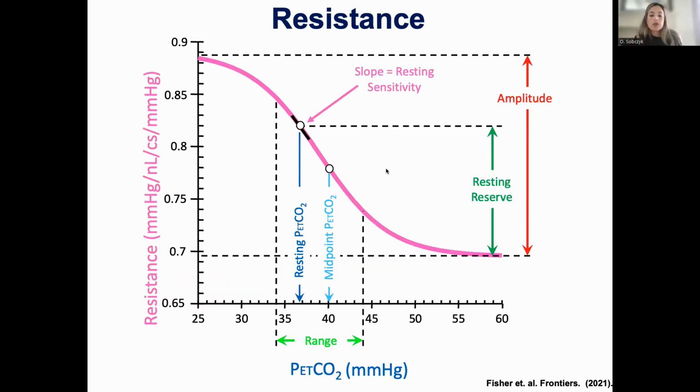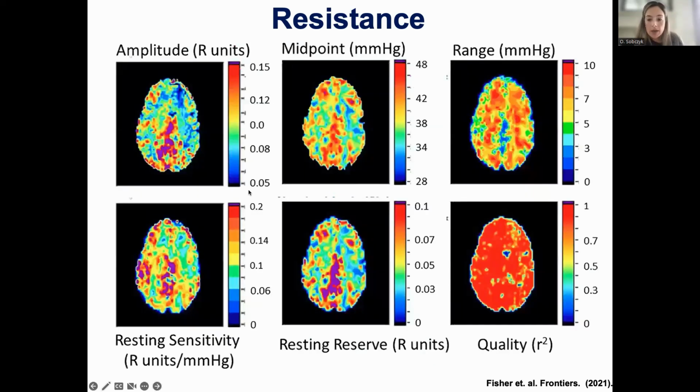Further analyses have shown that with slow, steady ramp-like increases in CO2, the BOLD signal response profile can also be analyzed and put through a model to assess underlying vascular resistance changes. Parameters that make up the voxel-wise resistance curve can be mapped and examined, as shown here. Displayed are all the resistance sigmoidal curve measurements: amplitude, midpoint, range, resting sensitivity, resting reserve, and the quality, which is the coefficient of determination of the examined voxel resistance sigmoid.